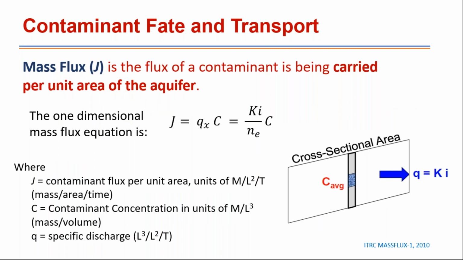So one way of understanding the contaminant is the mass flux. All this really is the flux of the contaminant being carried per unit area of the aquifer. The one-dimensional equation is J equals q_x, the specific discharge, times C, the concentration. So basically it's your Darcy flux in the x direction times the concentration, or K i over effective porosity times concentration. The units are contaminant flux per unit area, so it's mass over area over time. So it might be 10 grams over a square foot over a day. So the average is over that area.